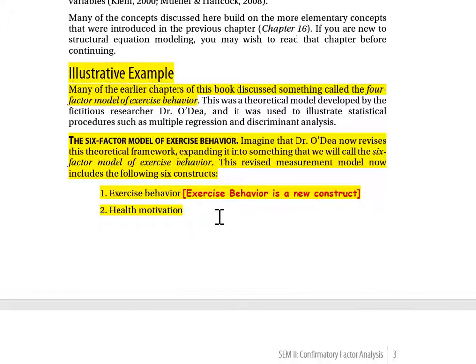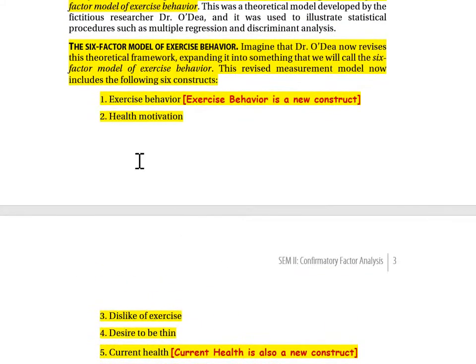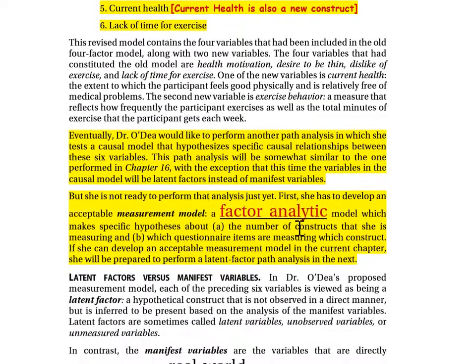Health motivation, that was one of the factors included in our previous 4-factor model. Dislike of exercise was one of the factors included in the previous 4-factor model. Desire to be thin, that's one of our previous ones. But here's a new one, current health. Current health is a new construct. Lack of time for exercise, that's one of our old constructs. Taken together, this is our 6-factor model of exercise behavior.